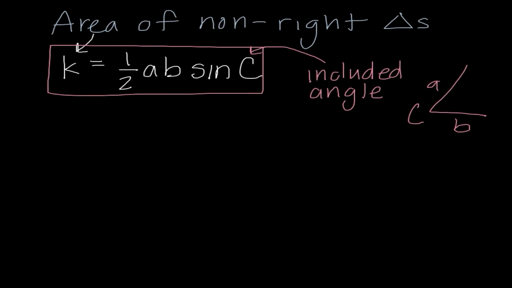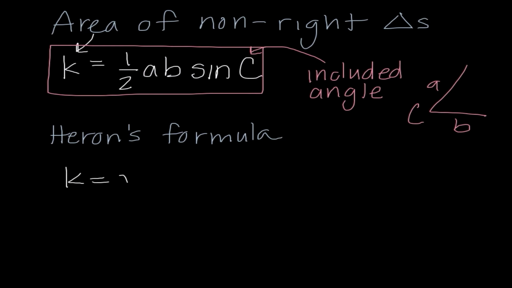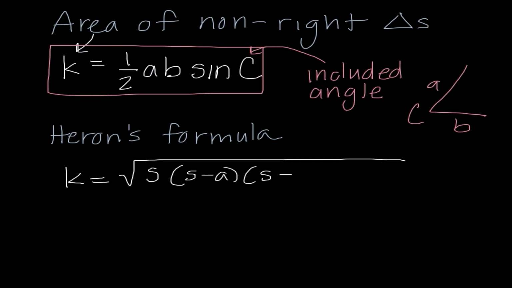Now, I like to do less work, so I'm going to teach another formula as well, which is called Heron's formula. It is named after the mathematician named, you guessed it, Heron. And what Heron came up with is that K equals the square root, yep, that's a long square root, of S times S minus A times S minus B times S minus C. And I'm pretty proud of how perfect that was.